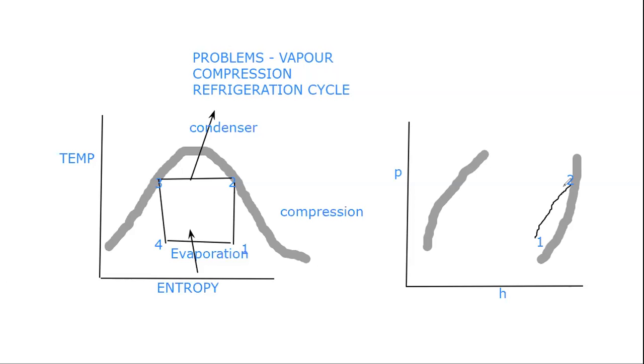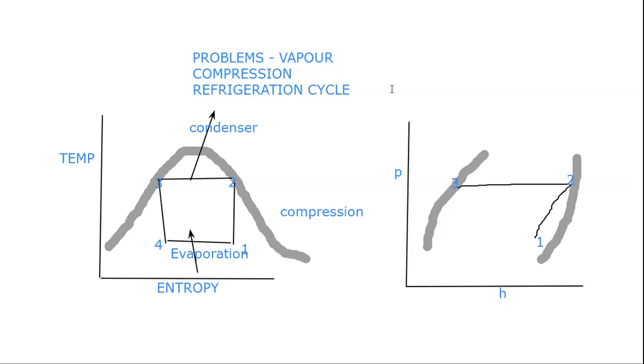Then 2 to 3, what is the process? Condensation process. If you remember, condensation happens at constant pressure. That's why this 2 to 3 line will be a horizontal line. So this is a horizontal line in the pH diagram, 2 to 3.